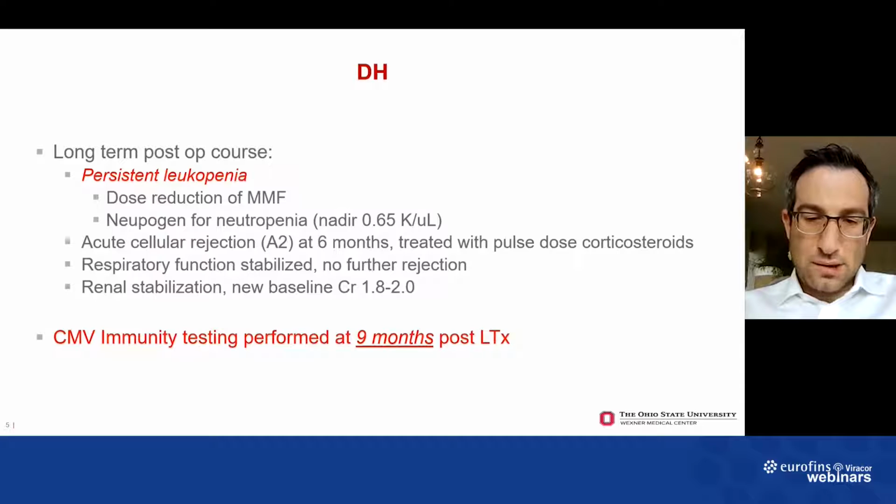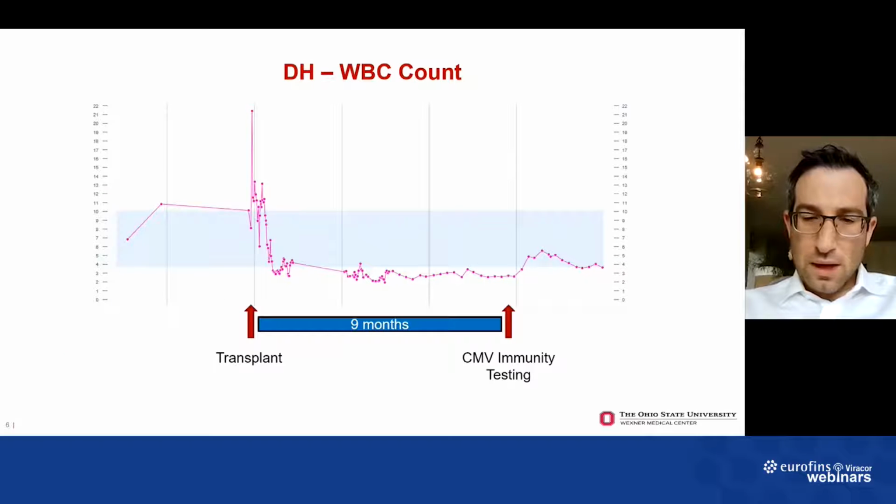We decided to perform CMV immunity testing at 9 months post-lung transplant with the anticipation of discontinuing his valganciclovir a little bit early due to this persistent leukopenia. Here we can see his white count over time. Pre-transplant, you may note that he had a normal white blood cell count. Very quickly post-transplant, his white blood cell count started to fall, and for pretty much the entirety of the 9 months that he was on valganciclovir, he was neutropenic.